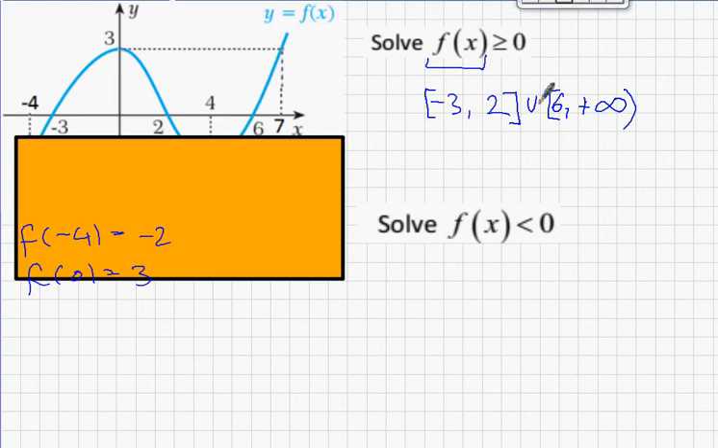So, the final result will be the union of them, which is x elements. x numbers can be anywhere in these two intervals. When you choose a number for x anywhere between these two intervals, you will have a positive result.